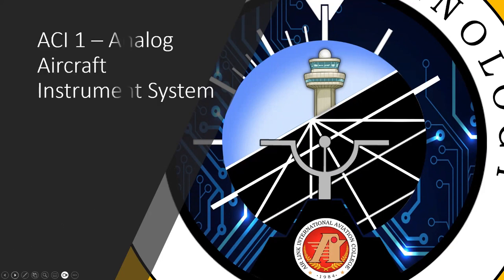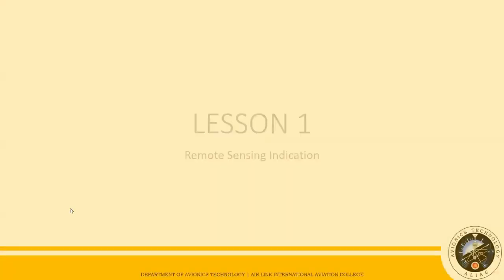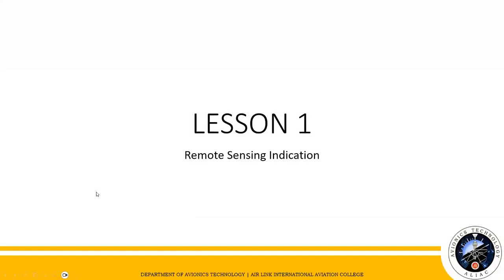Well, our topic for our module in AC1, analog aircraft instruments, is remote sensing and indications. So, in remote sensing and indication, it is often impractical or impossible to utilize direct reading gauges for information needed to be conveyed in the cockpit.